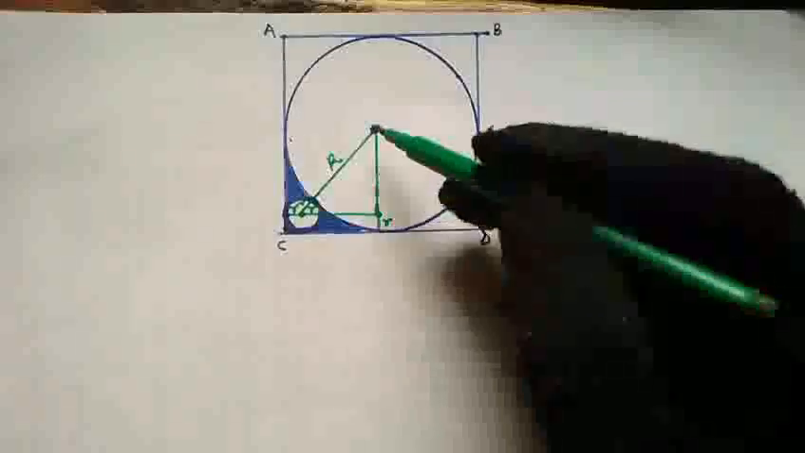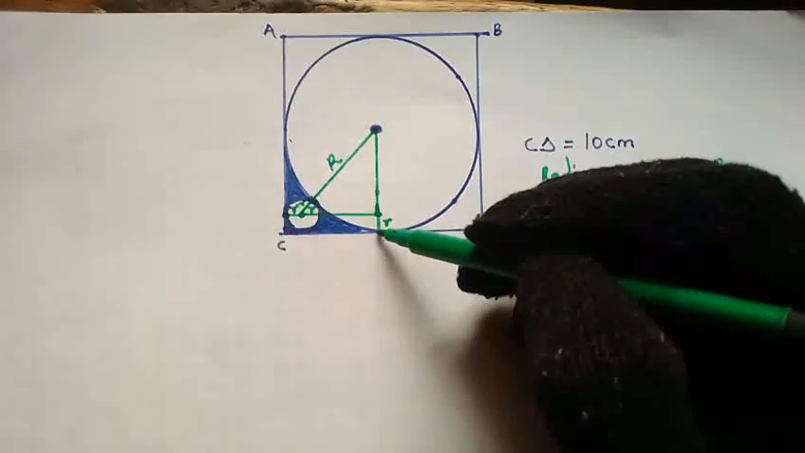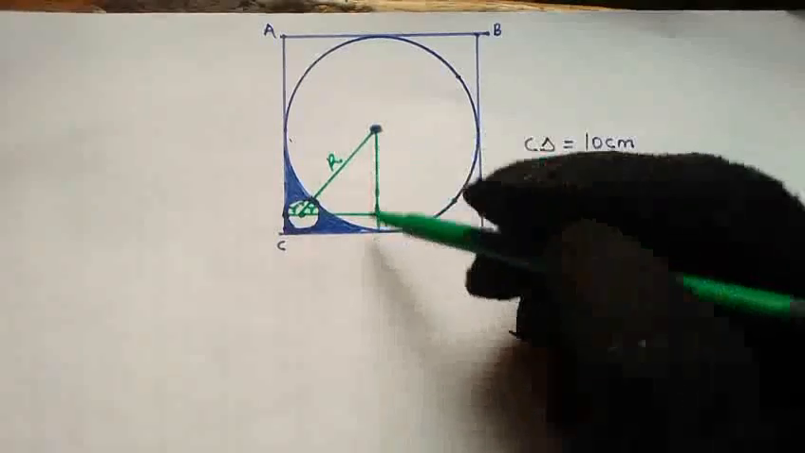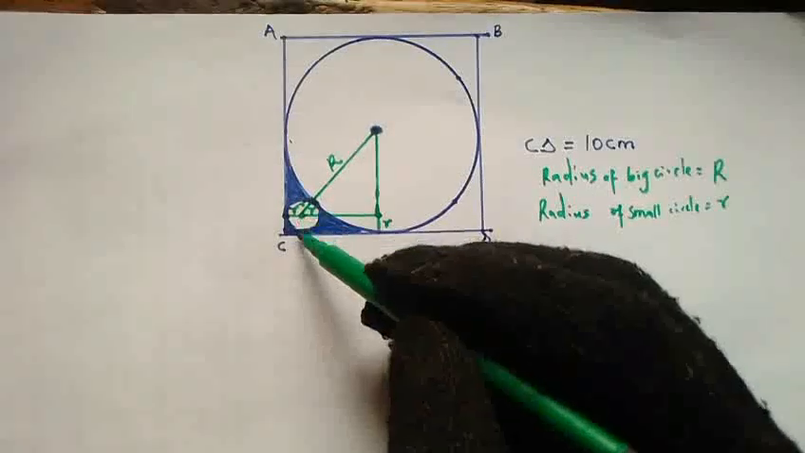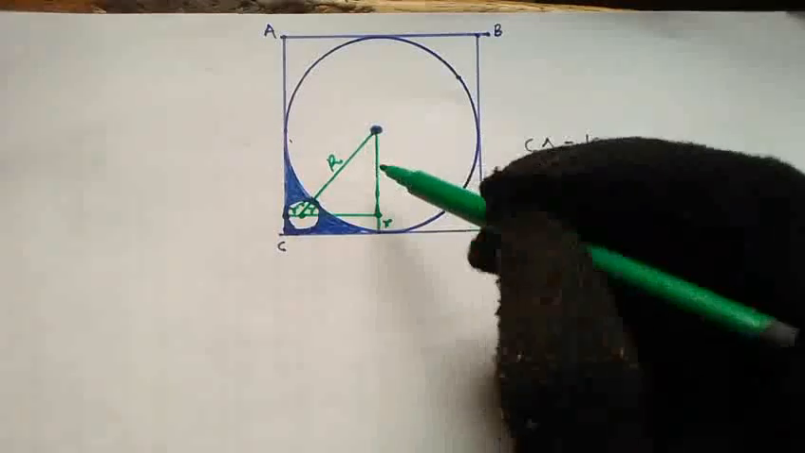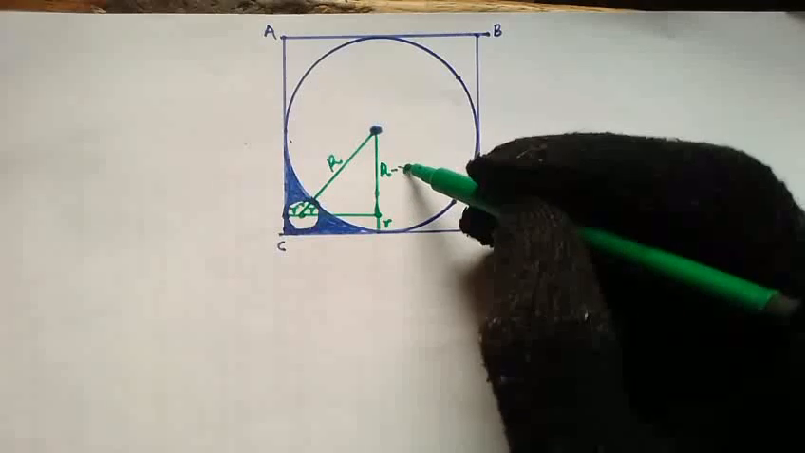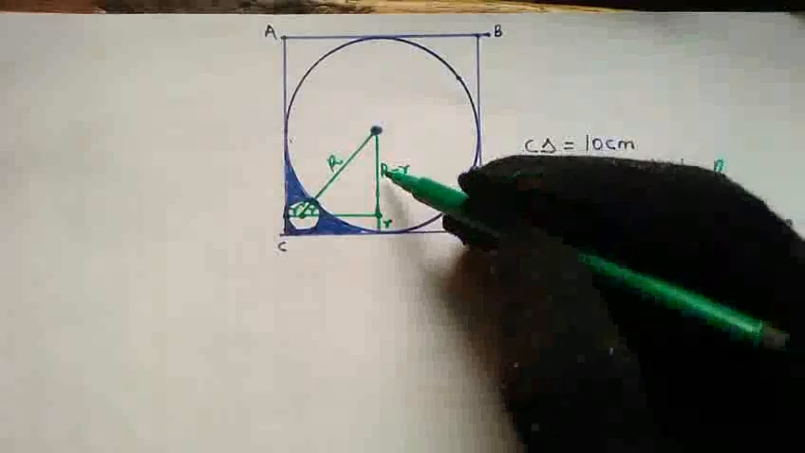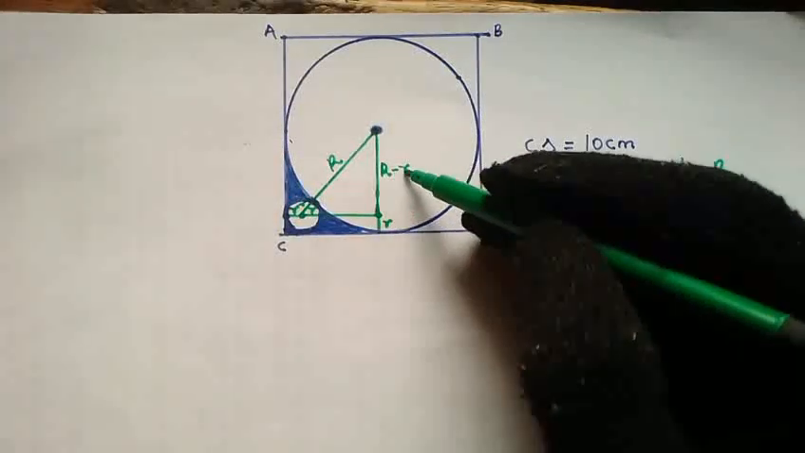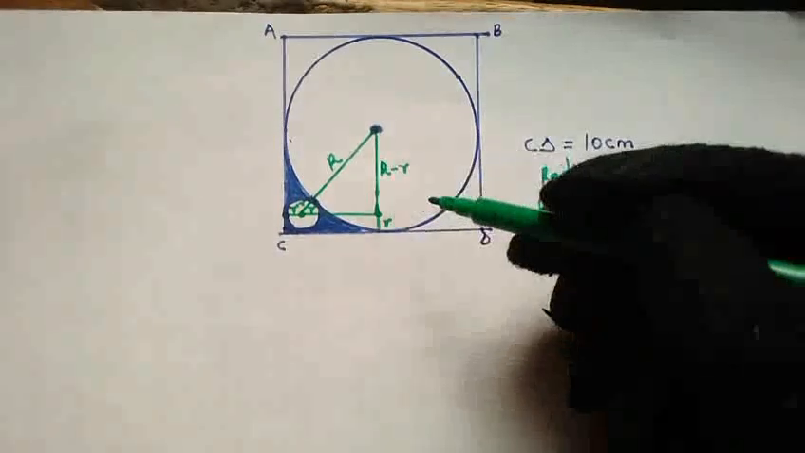And how do we find this length? Remember that from here down to this place is the big radius. But remember we have this small radius here. So how do we get this length? This length is going to be the big radius minus the small radius, so that when you add them together, R minus r plus r, remaining the capital letter R, which is the big radius.